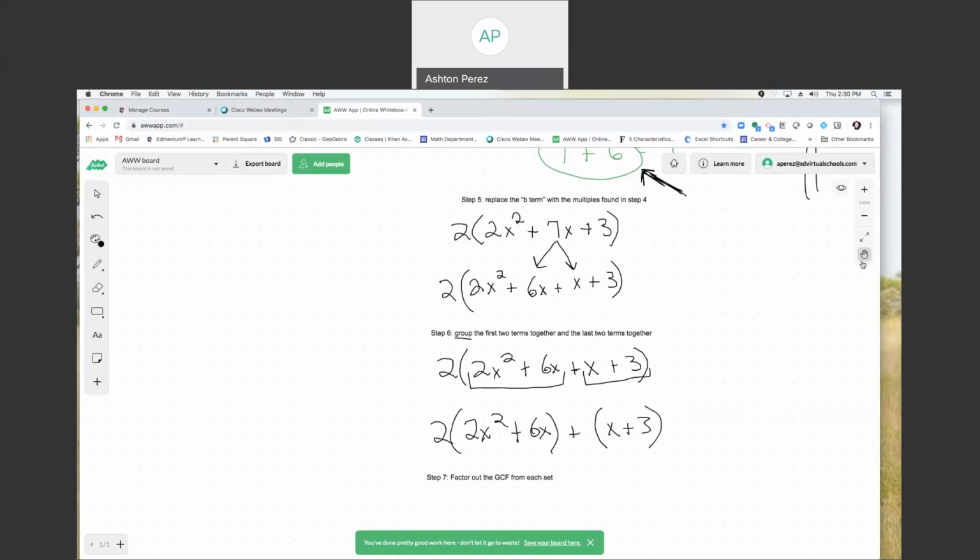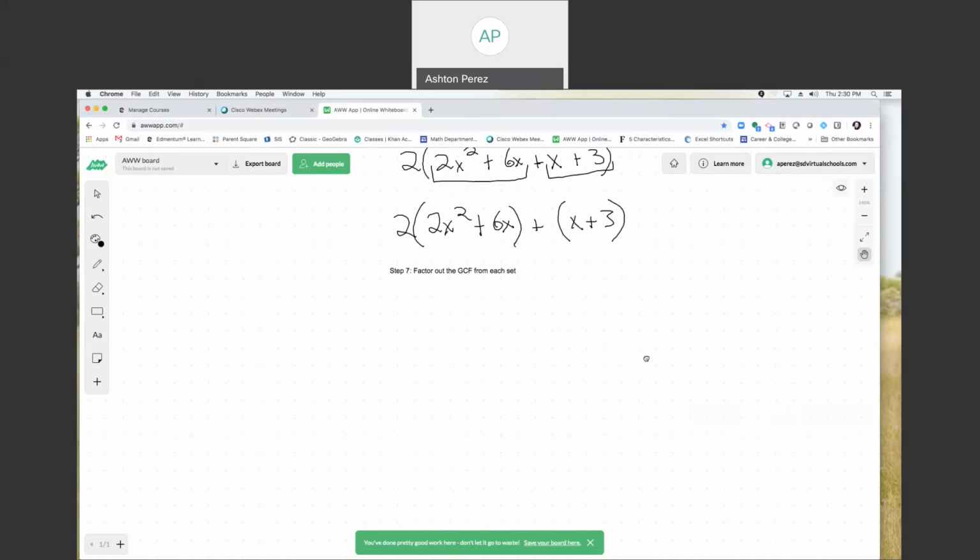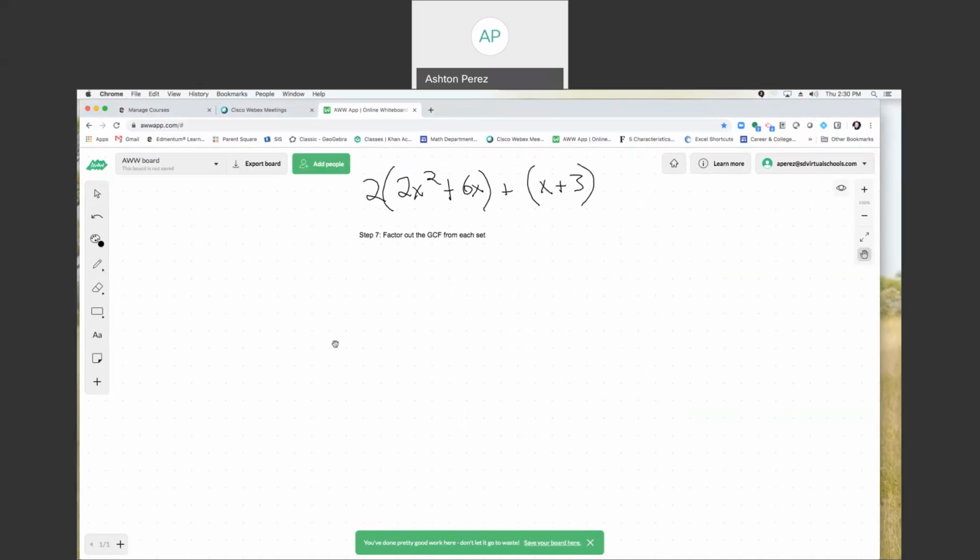All right, let's go ahead and move down. So from this, we are going to factor the GCF from each set. So let's go ahead and do that. And again, I'm going to keep my 2 right here on the outside, right? It's being multiplied. I'm going to rewrite it just the way it was, and then I'm going to work on this.